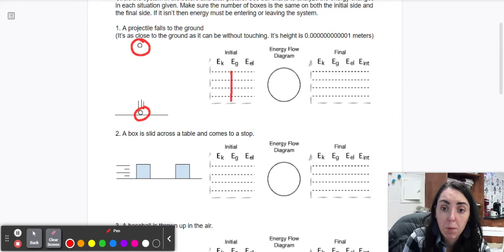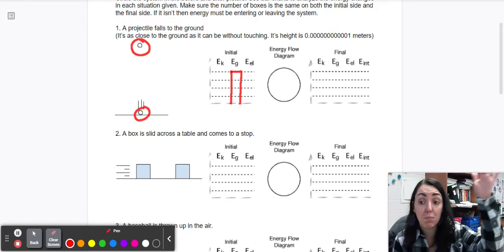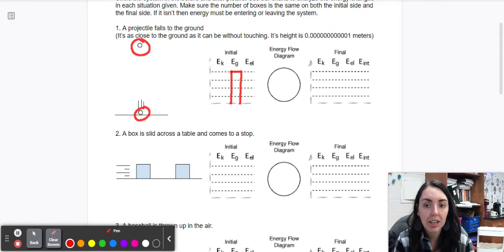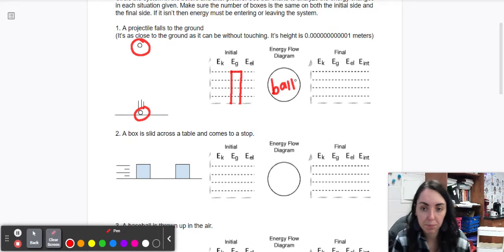I'm going to give it 4 bars. You could give it 3 bars. It doesn't really matter. We're just saying, hey, it's pretty high up. It's got a lot of energy. So I'm just going to give it 4 bars of gravitational. It doesn't have any kinetic. It doesn't have any elastic. Oh, I forgot that. We're going to write the name of the system in this circle here. So that just tells us what we're looking at.